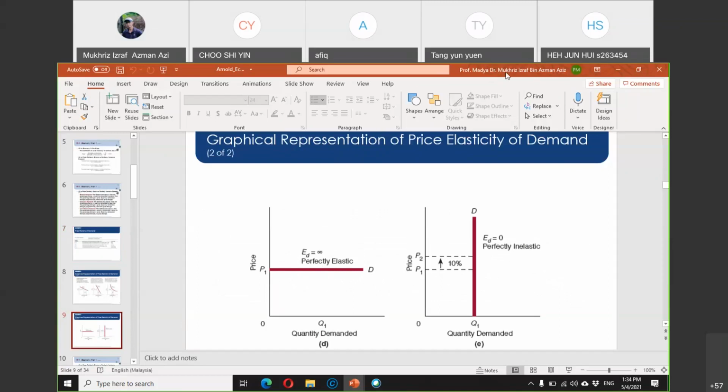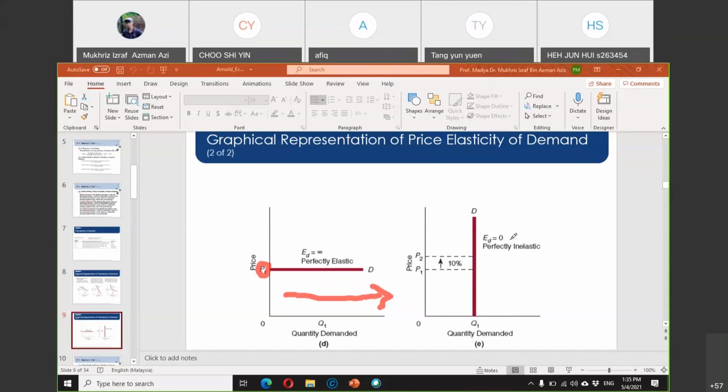So why is this perfectly elastic? You can see that price is almost constant. The price is almost the same, but quantity can go from 0 to infinity. Recall perfectly elastic occurs when a small change in price will lead to a large change in quantity demanded. Of course, you cannot see the price change here, but in order to illustrate why this is perfectly elastic, quantity can go from 0 to infinity when the price changes by a very, very small amount.